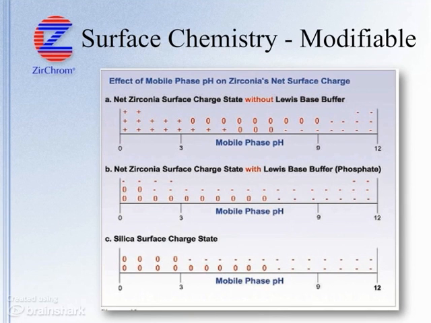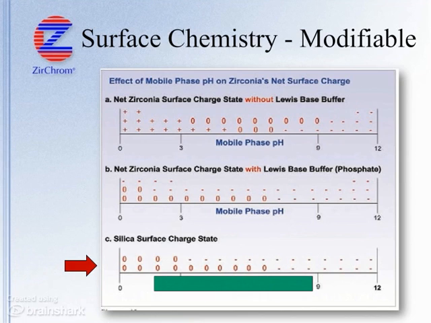These 3 figures detail the net surface charge throughout the pH range of A. Zirconia without Lewis base buffer, B. Zirconia with a strong Lewis base buffer, and C. The silica surface. While we show the entire pH range for the silica surface, within its practical pH range of 2 to 8, the surface is slightly net negative.